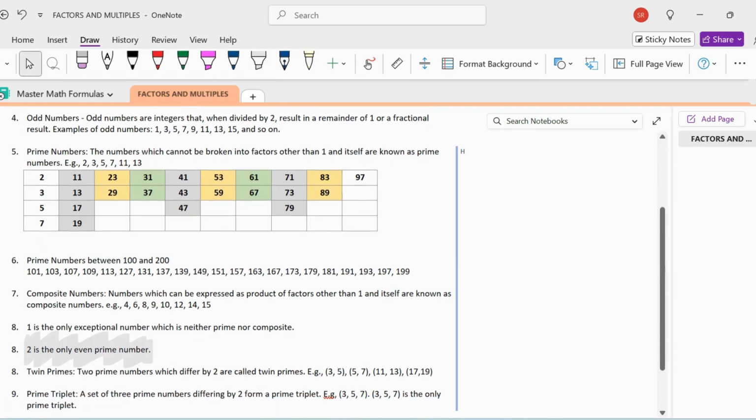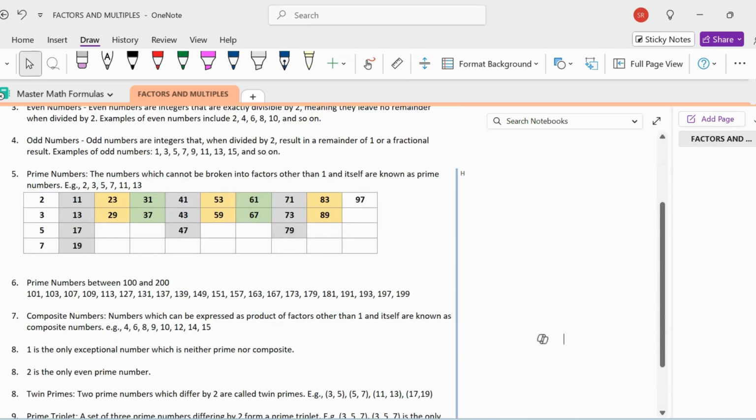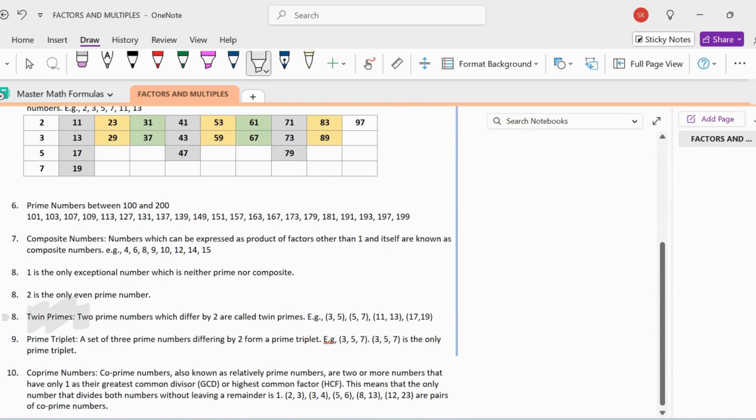Now coming to twin primes. What are twin primes? Two prime numbers which differ by 2 are called twin primes. For example, 3, 5; 5, 7; 11, 13; 17, 19. Now look at the difference. The difference between 5 and 3 is 2. 7 and 5 is 2. 13 and 11 is 2. 19 and 17 is 2. So these are called twin primes.